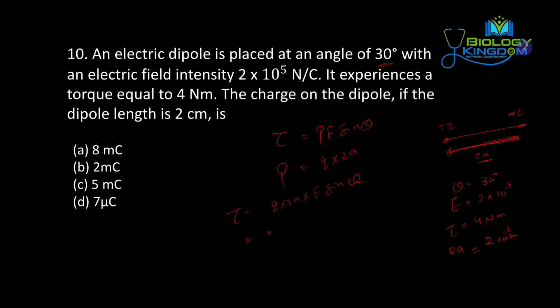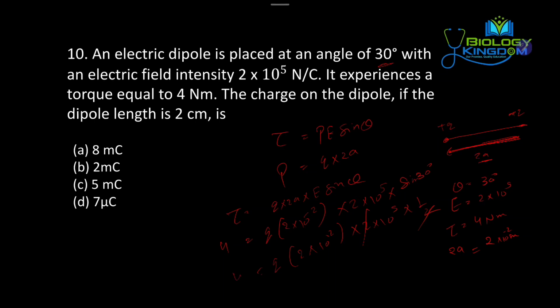So it's given. Now we'll put the values here. We have to find the value of q. So the value of torque is 4, q we have to find, 2's value is 2 into 10 raised to power minus 2, and the electric field is 2 into 10 raised to power 5, and sine 30. We all know that the value of sine 30 is 1 by 2.